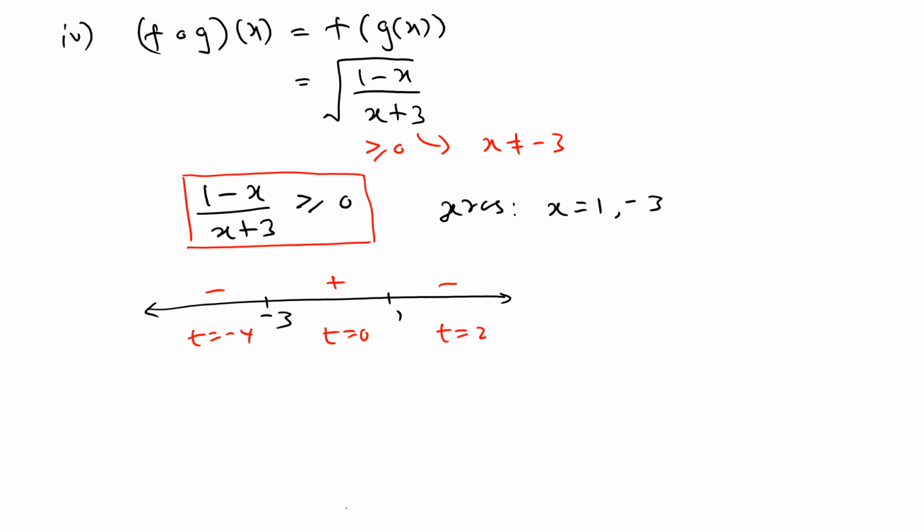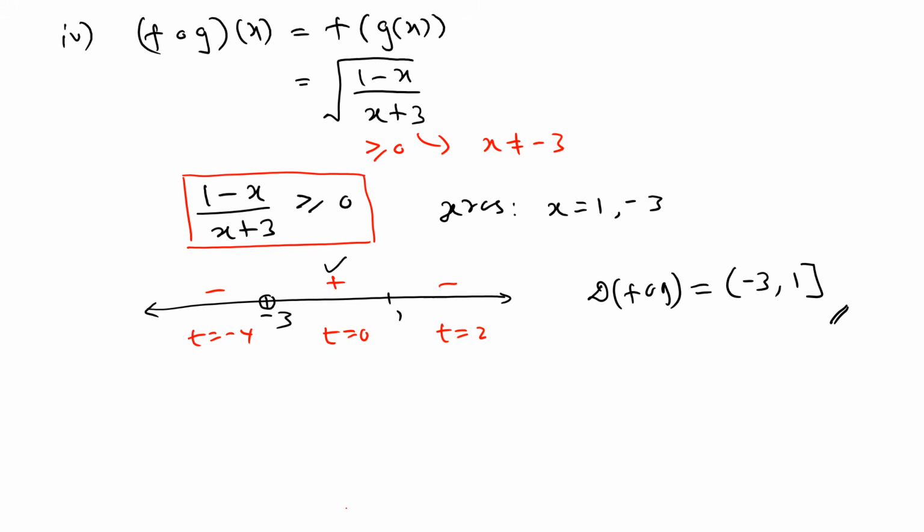Then what we are looking for is the positive region, and also we are going to make sure that we remove negative 3 from the solution set. So that means the domain of f circle g has to be negative 3 to 1. You want to include 1 because there's an equal sign, and it's on the numerator. And then we can do the other part.